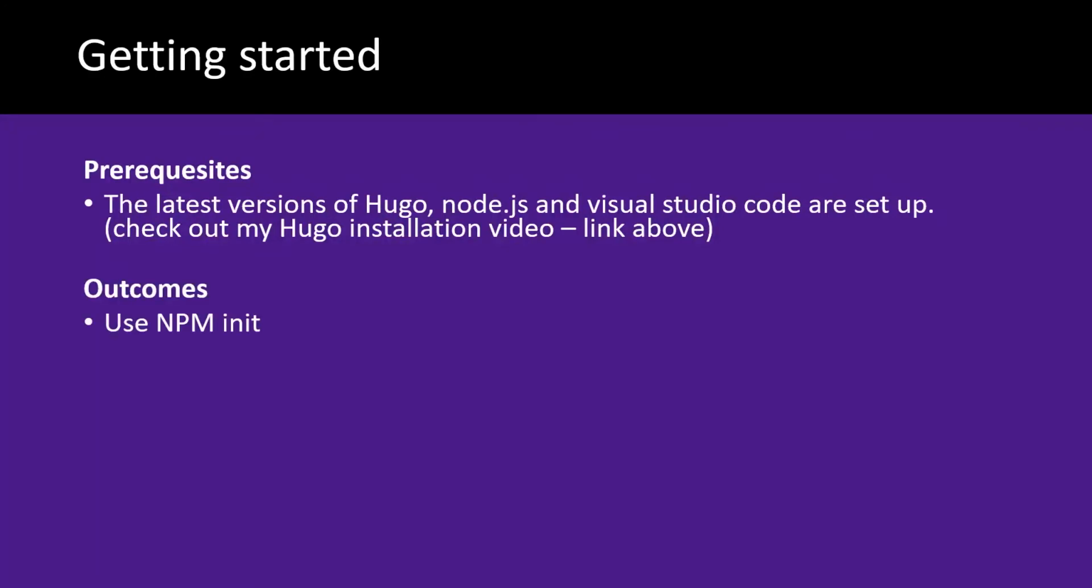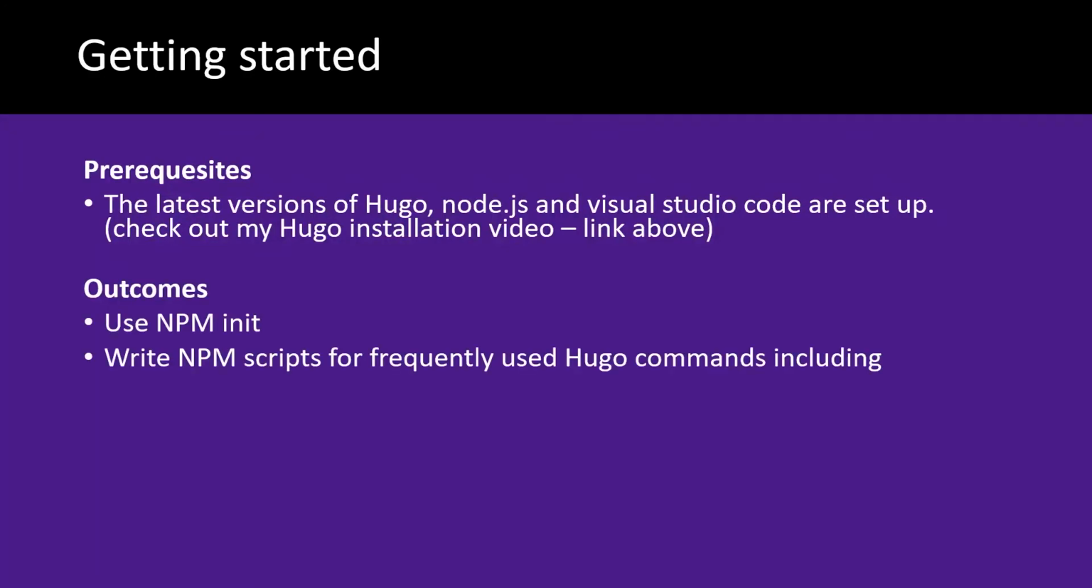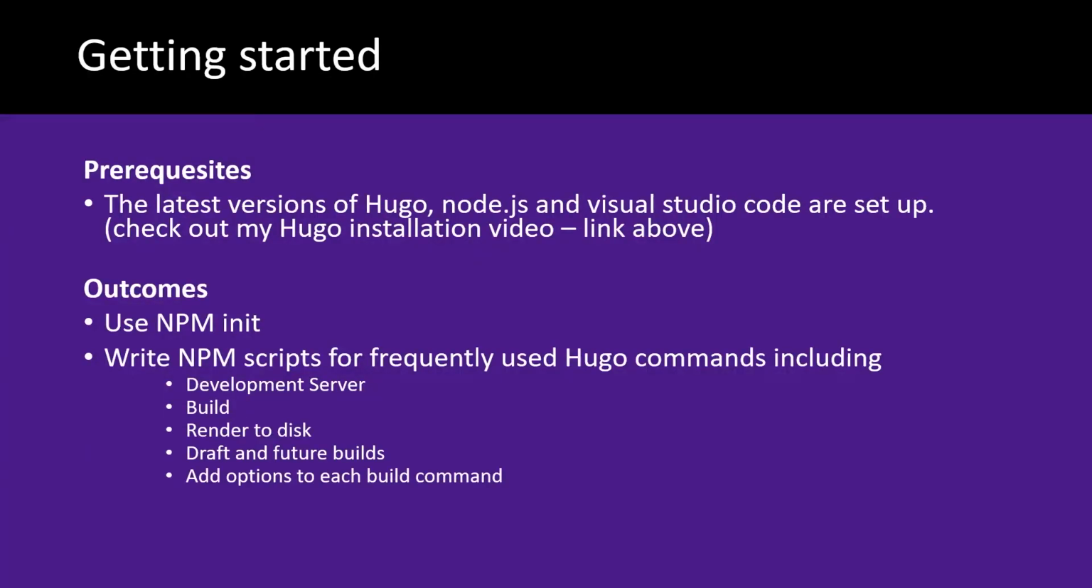After completing this tutorial, you'll be able to use NPM init, and you'll also be able to write NPM scripts for frequently used Hugo commands, including the development server, Hugo build, rendering to disk, draft and future builds, and adding options to each of these build commands.